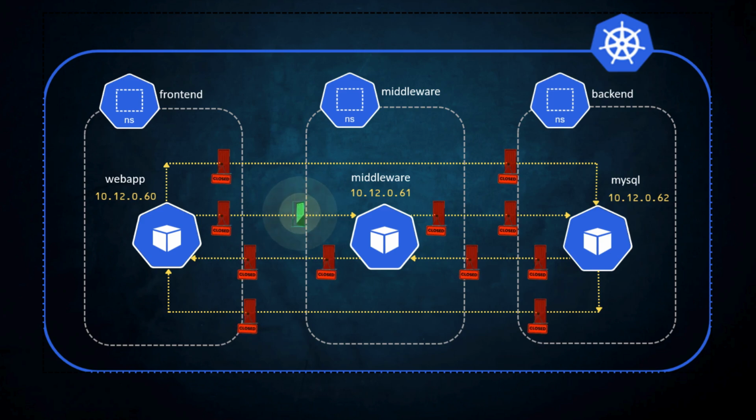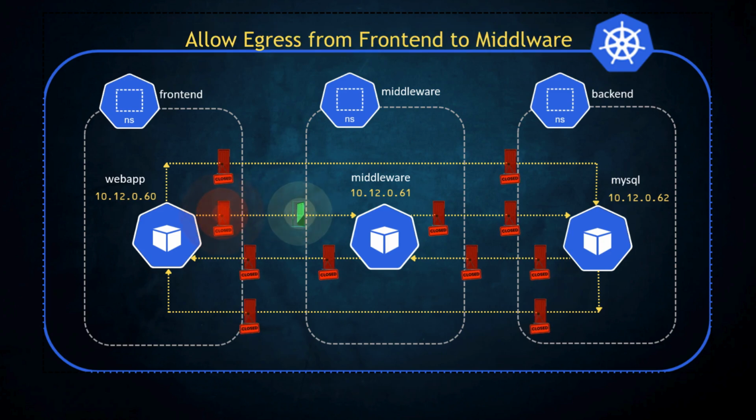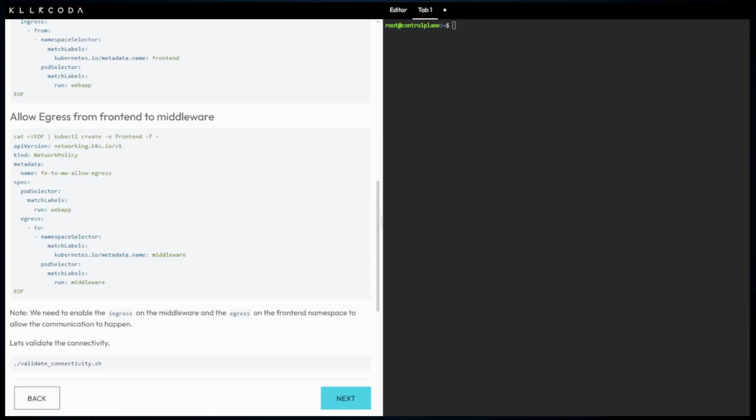Now, remember the default deny policy that is still in force for all the namespaces? That's still blocking the web app pod in the front-end namespace from reaching the middleware pod in the middleware namespace. For this communication to happen, we need to be explicit in our policy to say allow egress from front-end to middleware. Therefore, we need to apply another policy in the front-end namespace to virtually open this closed door. Let's apply this policy now and validate the results.